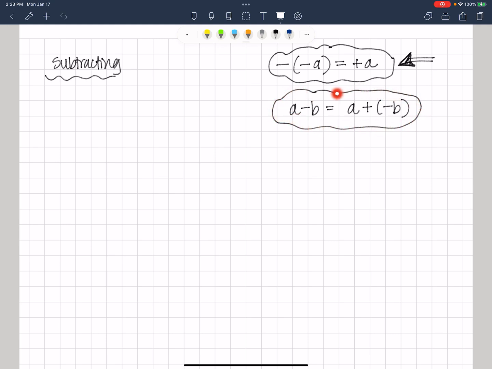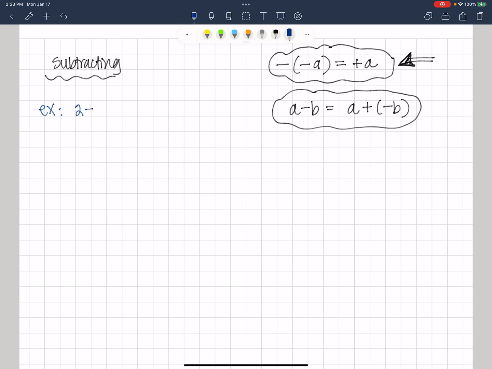Another rule that we're going to need is when we're subtracting two values, that can be changed to addition. a minus b is the same as a plus the opposite of b. So a minus b is equal to a plus the opposite of b. And we're going to use those right here. We're going to do some problems.